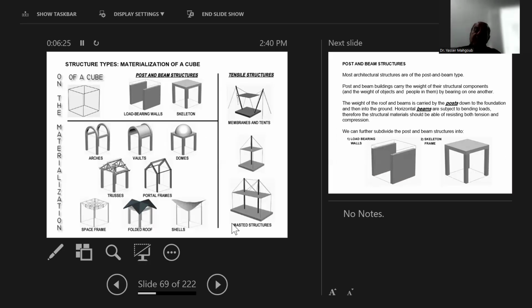Again, I can combine more than one system. I can use part of my design with a tensile structure, another part with shell, another part with skeleton. So it depends on what you want. It's not one system for all. I can adapt the system. I can have two systems above each other. I can have skeleton, and above it I have folded or shell or vault or dome or whatever. So the structural system is flexible.